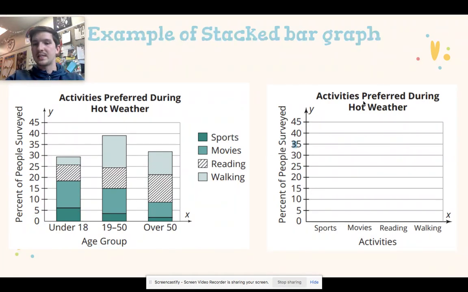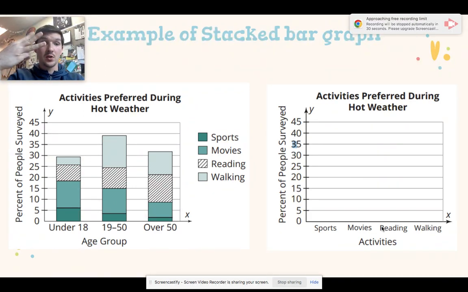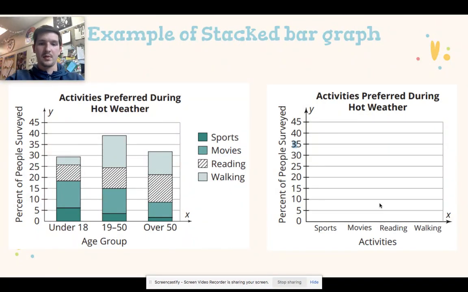Just finish the front page and see if you can create a stacked bar graph for your x-axis being your activities. And then you only need 3 colors for this one because you only have under 18, between 19 and 50, and then over 50. Stack those bars up, and you should be good to go. I'll check your work on your next video.